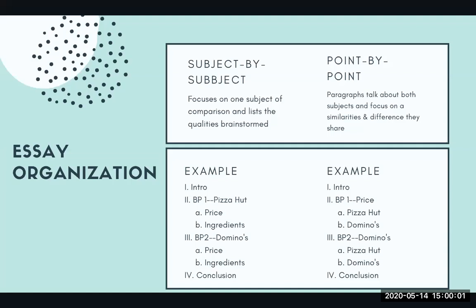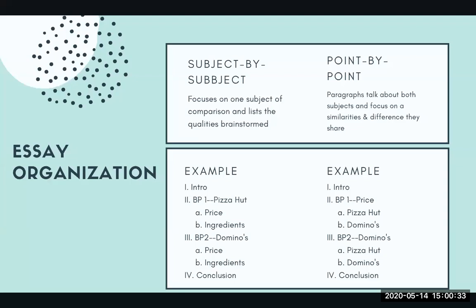In this organization style, the paragraphs talk about both subjects and focus on similarities and differences that they share. So below you'll see the sample outline. The first paragraph would be the introduction, and then the second body paragraph would actually be about price, and you would talk about both Pizza Hut and Domino's in the same paragraph, talking about the difference in price or how their prices are similar.